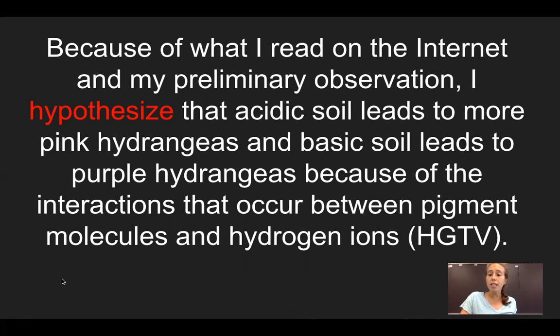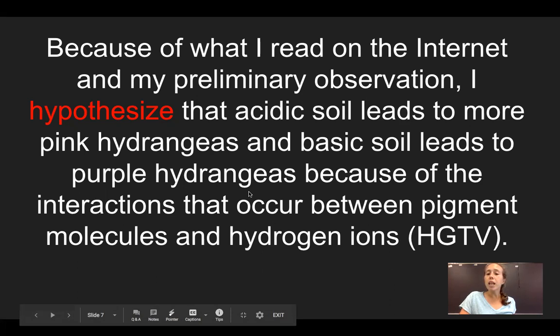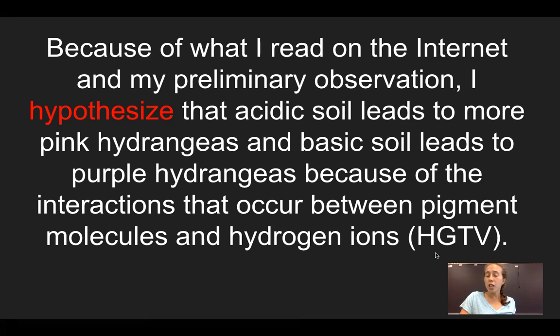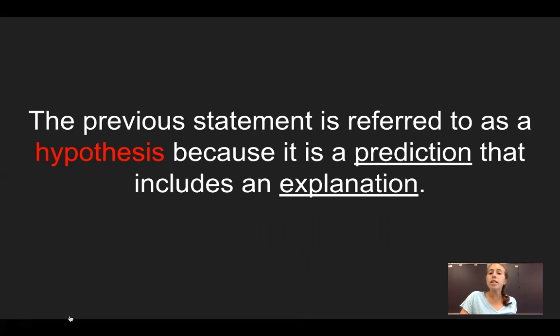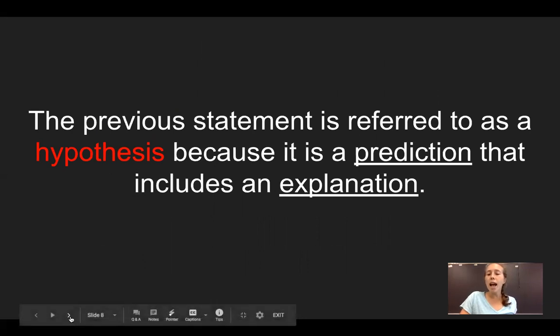So my hypothesis is an educated prediction that explains a measurable outcome. And my explanation is cited. So I got this information from hgtv.com. I have a measurable prediction, meaning that there's going to be more pink hydrangeas in acidic soil than in basic soil. I can measure that. I can count the hydrangeas. So the previous statement is referred to as a hypothesis, like I said, because it is a prediction that includes an explanation.